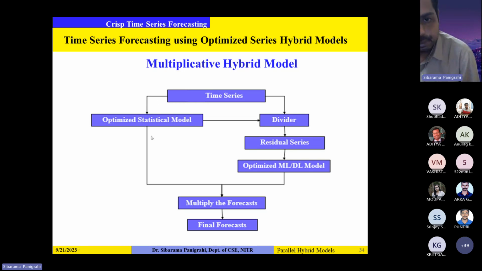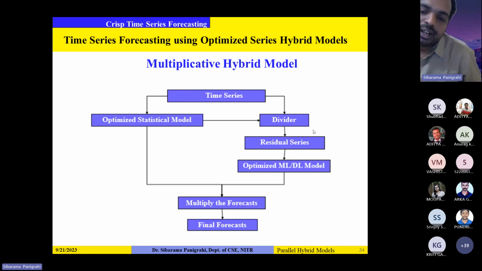You can optimize that model, then you can apply it. Then instead of subtracting it from the original time series, the statistical model forecast will be divided from the original time series to obtain the residual series. So here, the time series is not an addition of linear and nonlinear components. Rather, it is a multiplication of linear and nonlinear components. So instead of subtracting, you will divide by the linear component to obtain the nonlinear residual component.